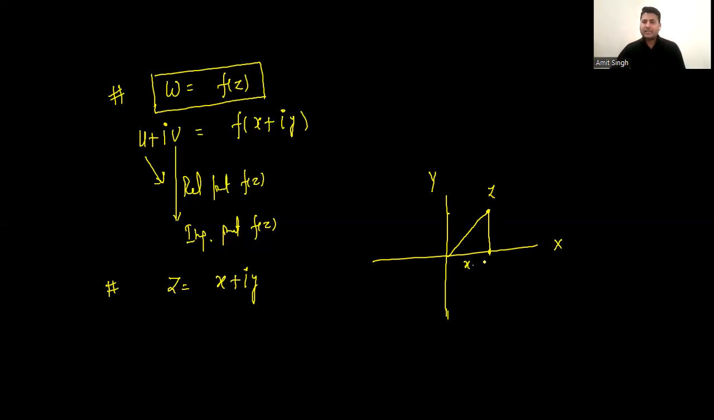This is the x distance on the x-axis. This is the y distance on the y-axis. Okay, so this is the Cartesian coordinate representation of a complex number.